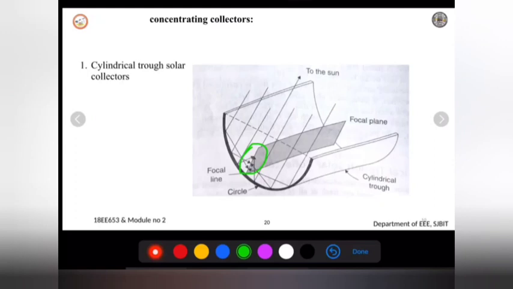In this method, the advantage here is that the cylindrical mirror geometry does not require tracking of the sun radiation. Because the sun in any direction, the radiation can fall and it can focus to the focal plane. So there is no need of a tracking mechanism in this method. That is the one advantage here in a cylindrical mirror.